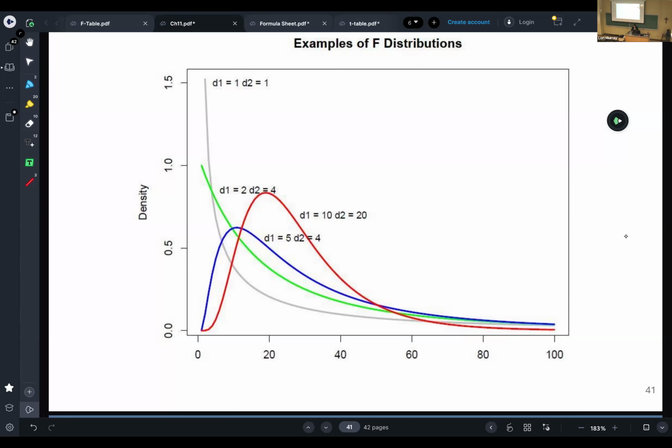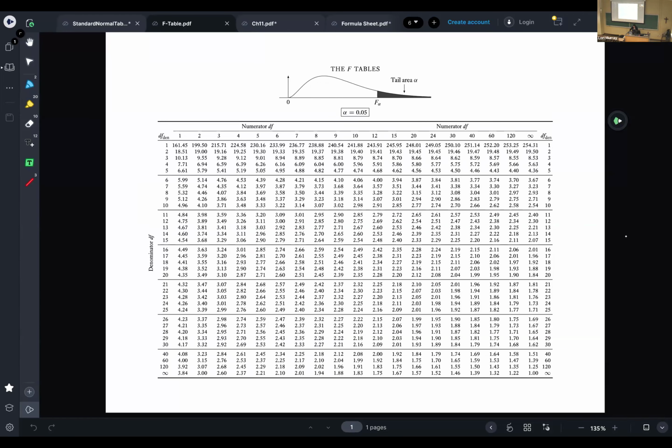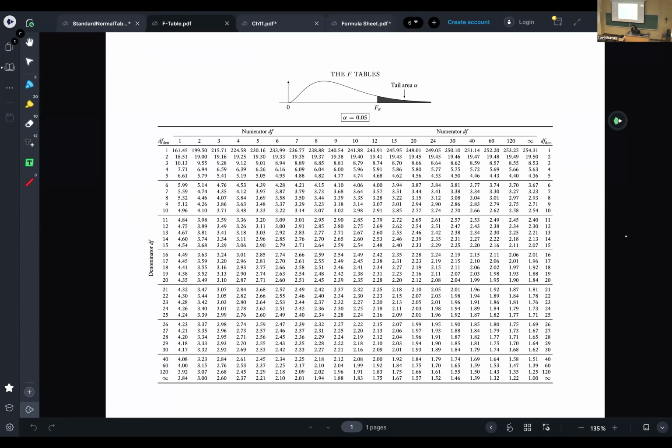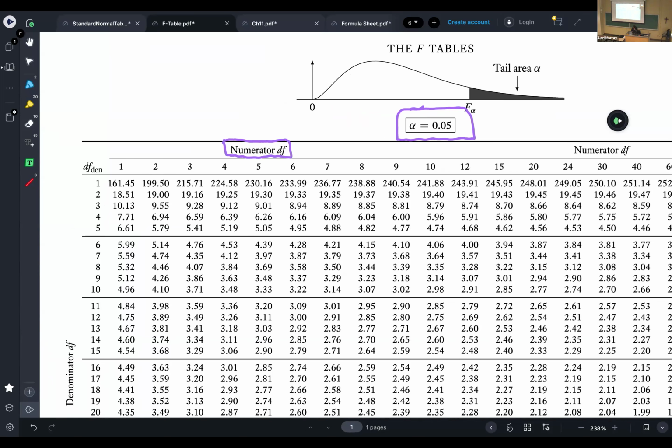Okay. And so what we do is we have the F table, and there are different F tables, but the one we're going to use the most is the alpha of 0.05. That's our significance level. The degrees of freedom from the population in the numerator is going to be right here. I'm going to blow this up so we can really see it. And for the denominator, we use the column.